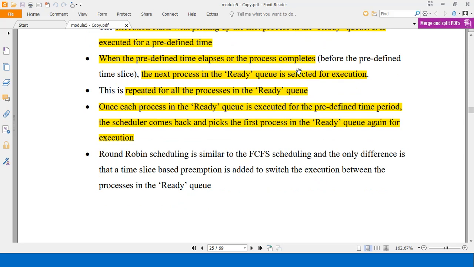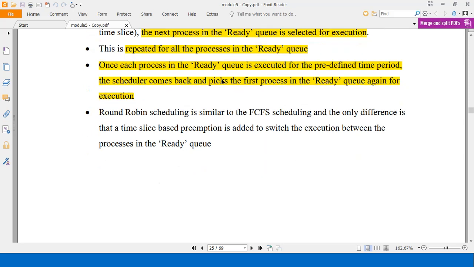So at whatever time it completes, the next process will get the chance to execute. So this is repeated for all processes in the ready queue until they complete. Once each process in the ready queue is executed for a predefined time slot, the scheduler comes back and picks the first process in the ready queue again for execution. So this will go in a circular manner.